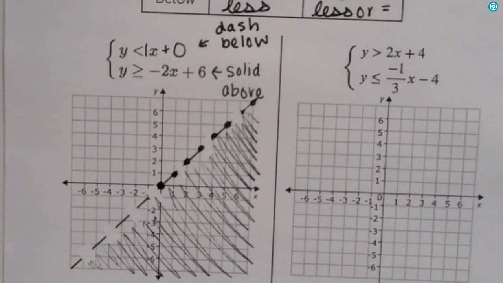Okay, so we're shading everything below. When you shade in one direction, don't shade in a big circle all over the place, because you're gonna need to just shade in one direction so you can tell what happens next.